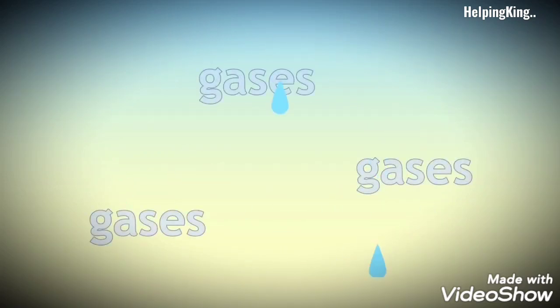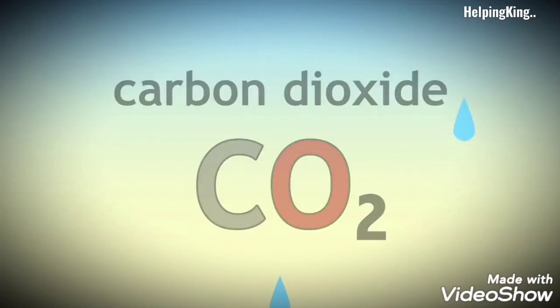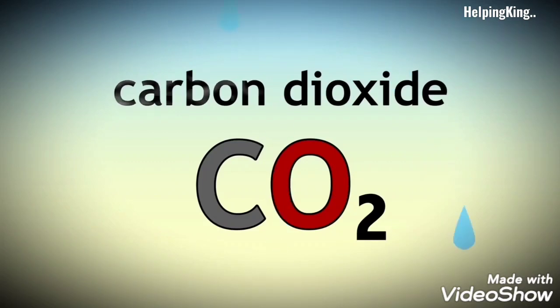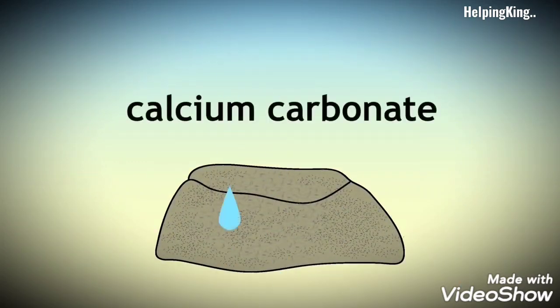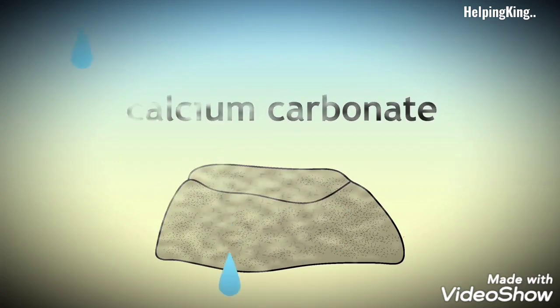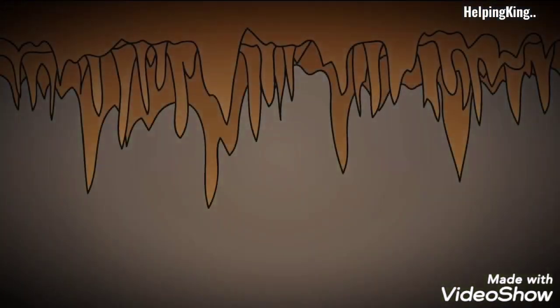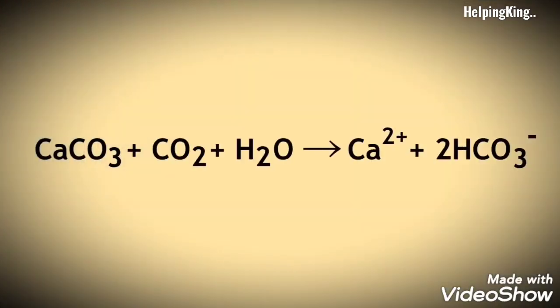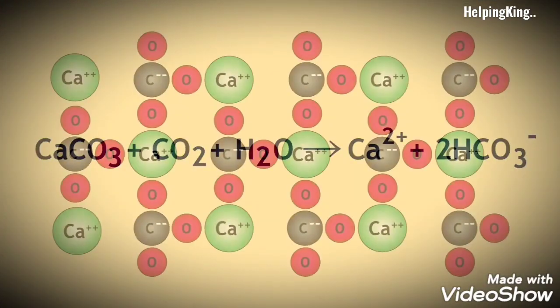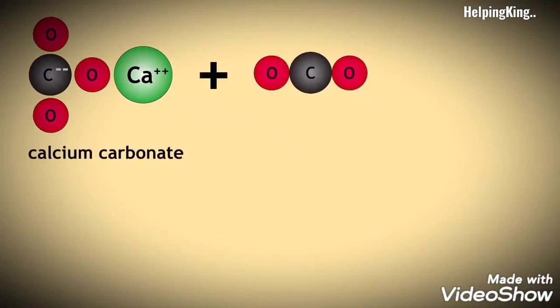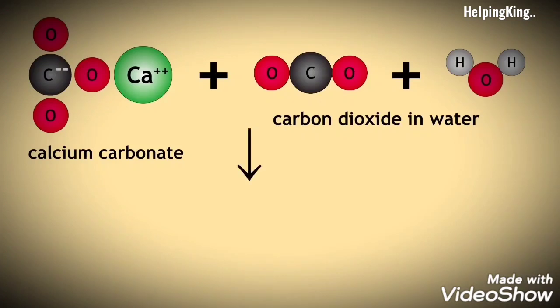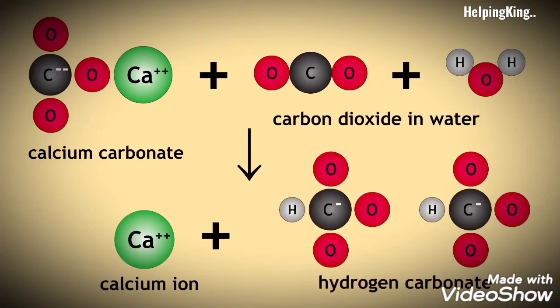However, gases from the air can dissolve in rainwater, and one of these is dissolved carbon dioxide. When rainwater falls on limestone, that's calcium carbonate, the limestone dissolves slowly, which is how the great caves full of stalactites are formed. Here is the equation. Calcium carbonate reacts with the carbon dioxide in the rain to form soluble calcium hydrogen carbonate.